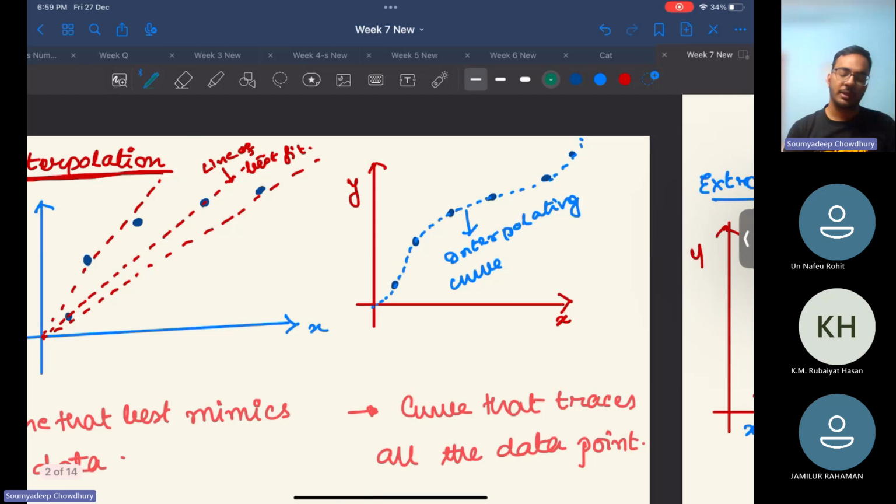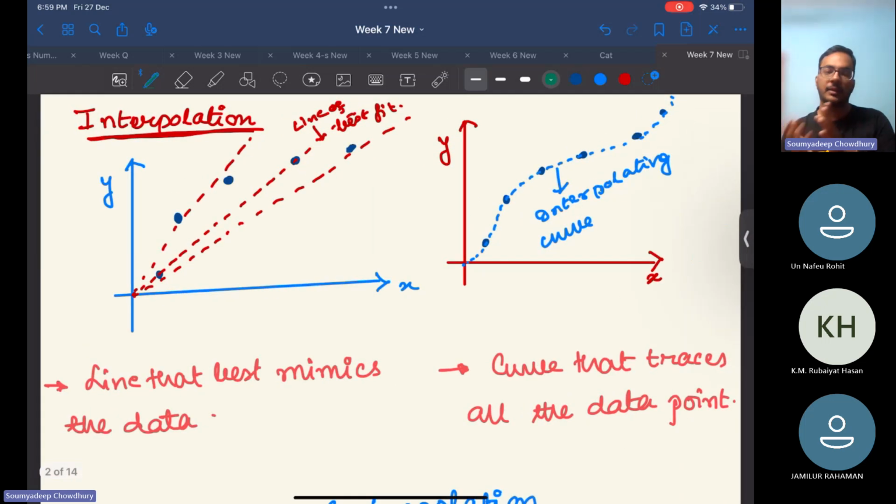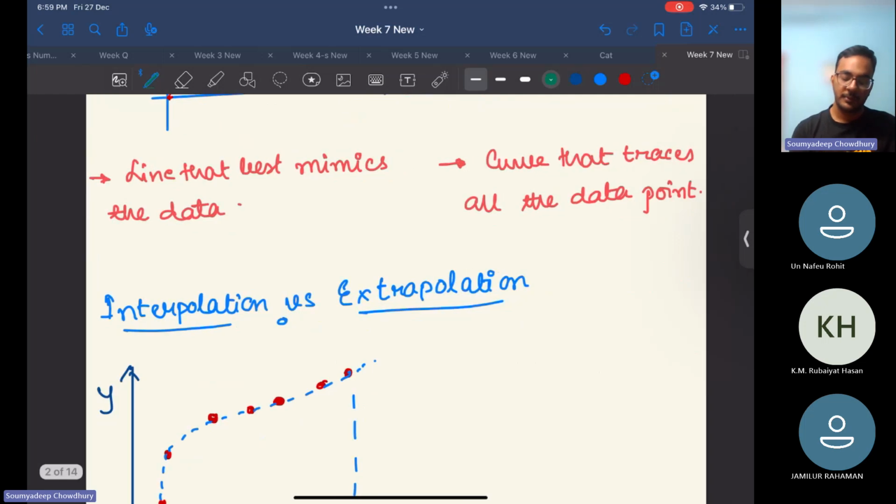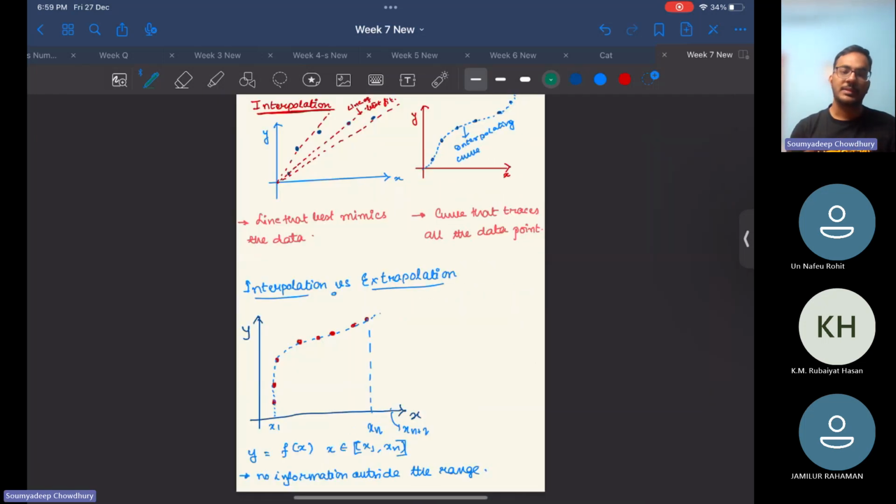Whereas in the interpolating curve, we have the same set of experimental data. If we want to find the interpolating curve, that is basically a curve which passes exactly through all the data points, and it traces all the data points. That curve is called the interpolating curve. So this is the basic difference between regression and interpolation.